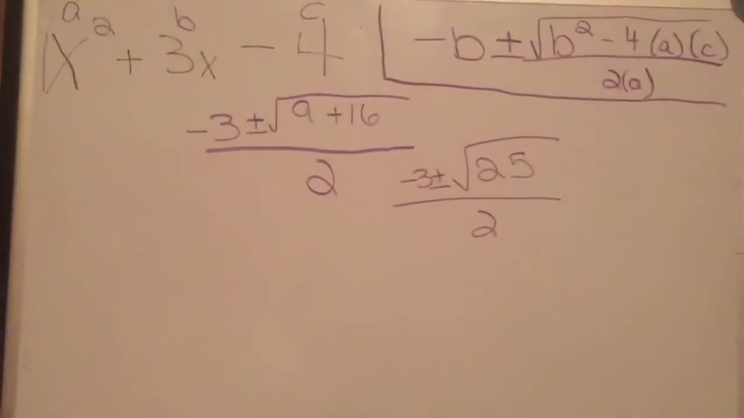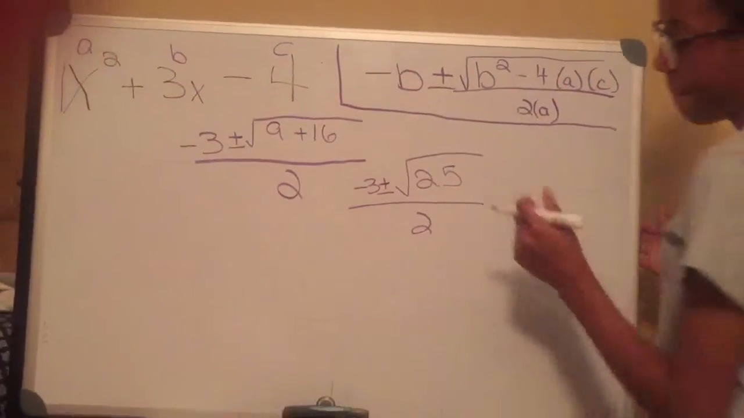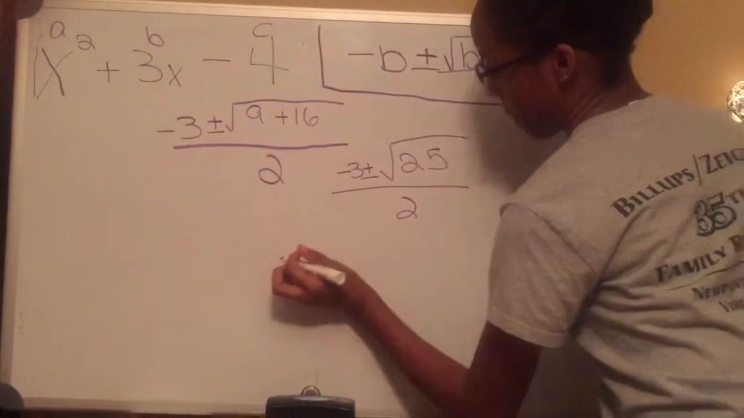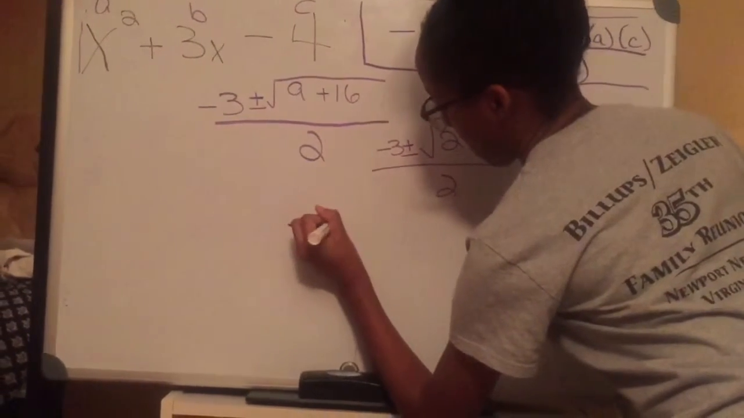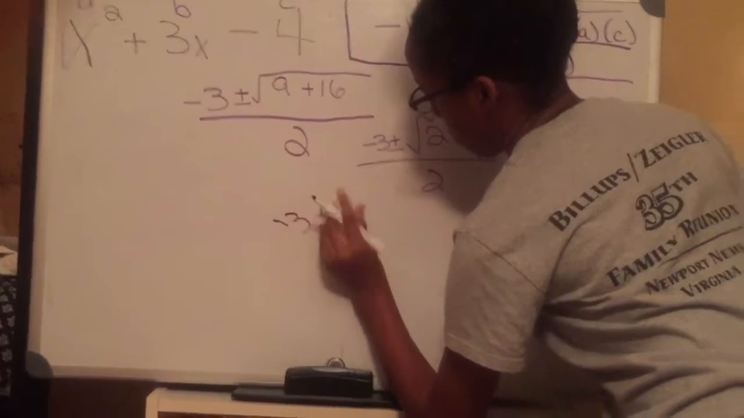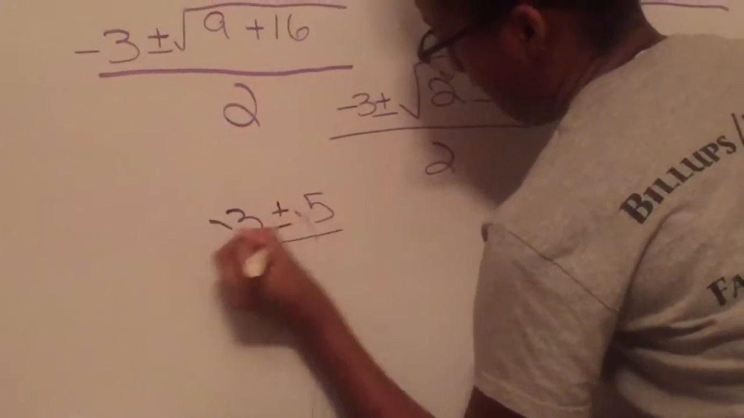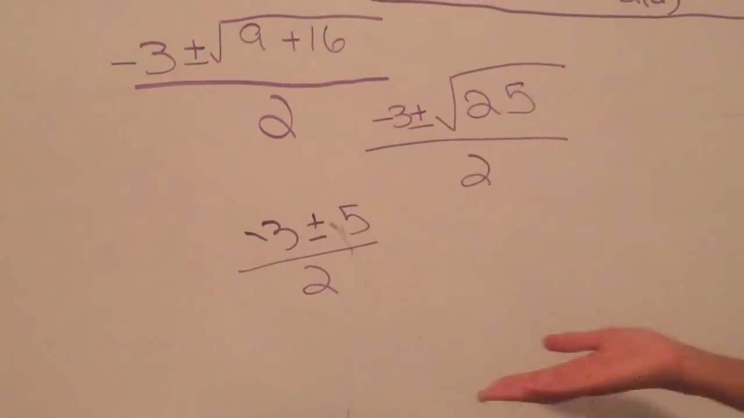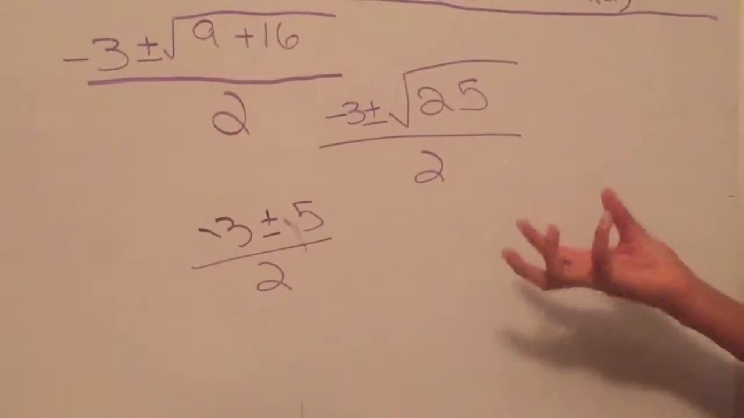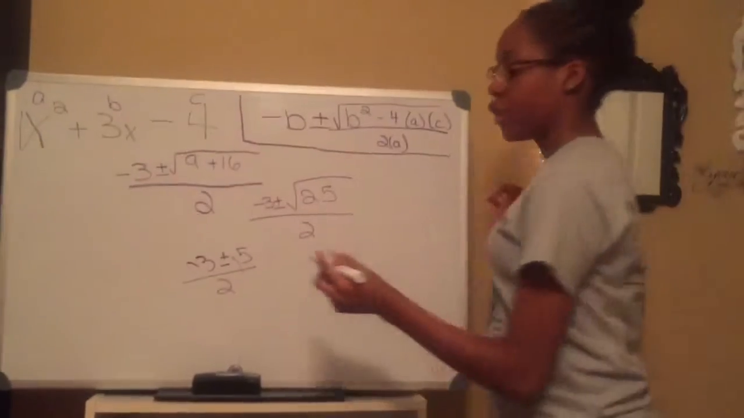Now, since 25 is a square root, you will pull it out. Now, with this problem, you cannot divide anything, even it out, so this is your final answer.